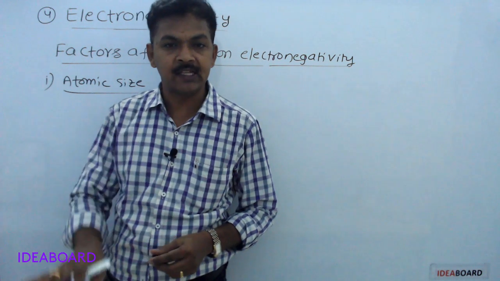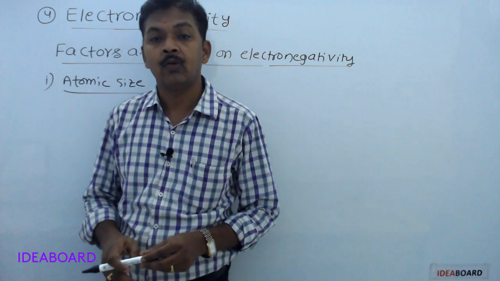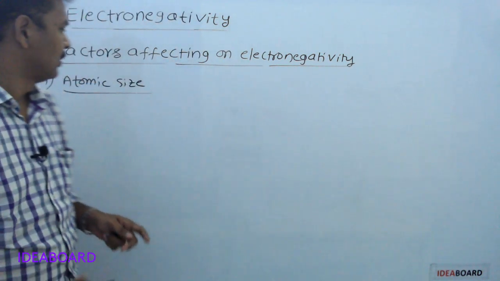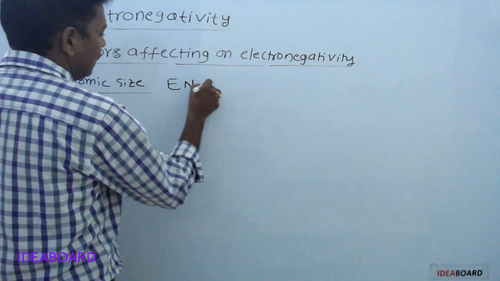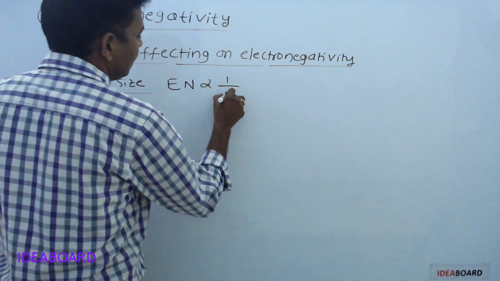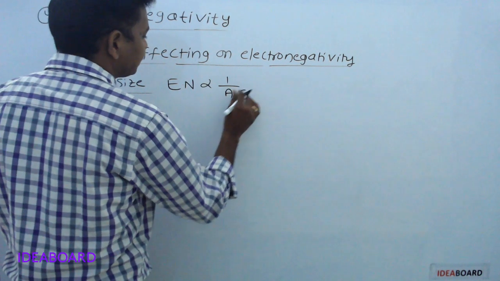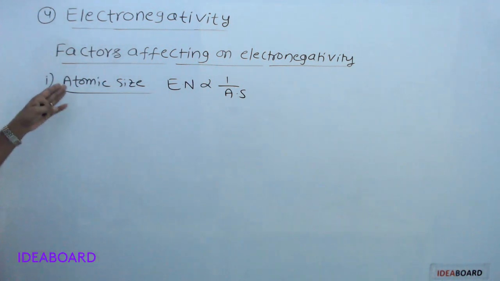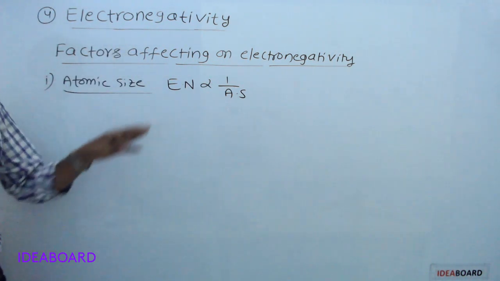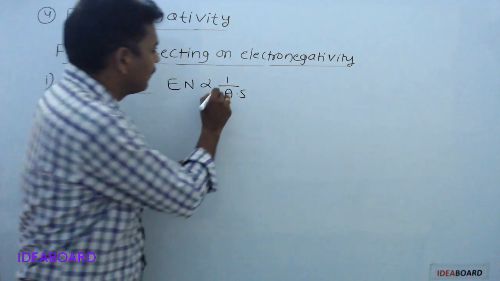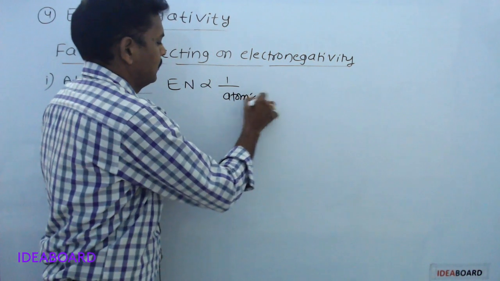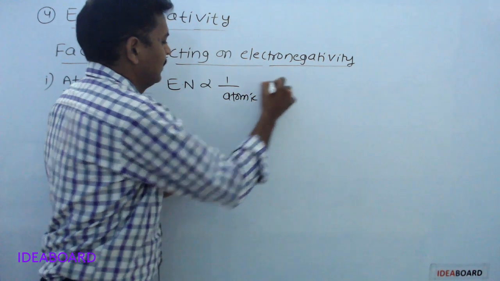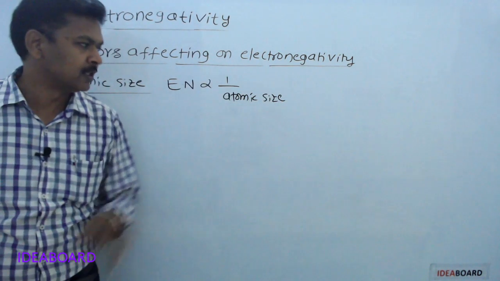If atomic size decreases, the tendency of an atom to attract electrons increases. So electronegativity is inversely proportional to atomic size. Here this EN means electronegativity.